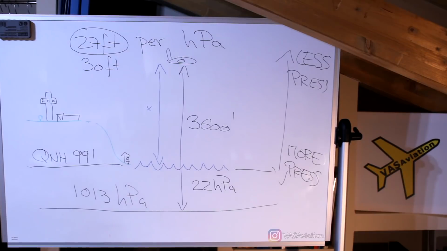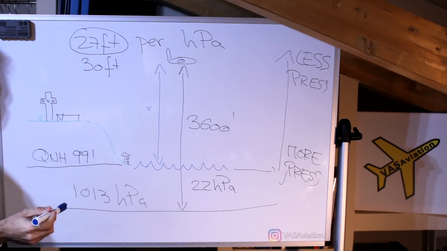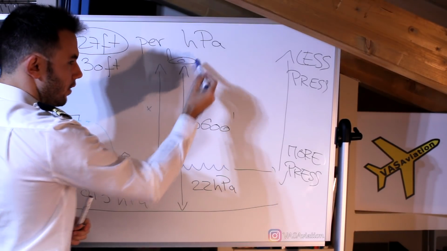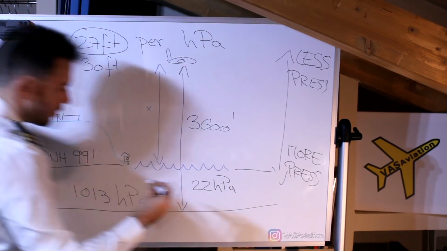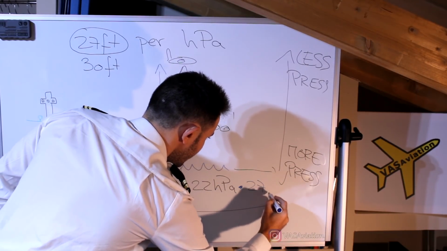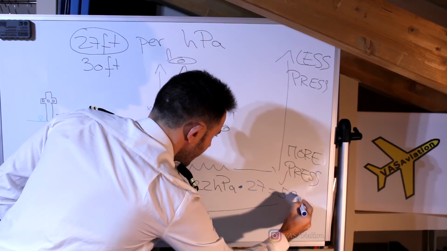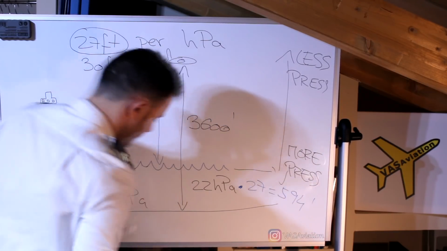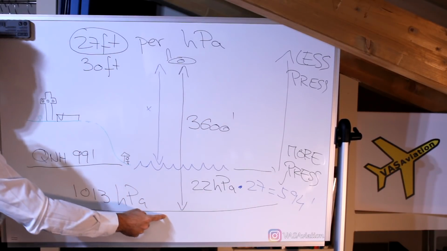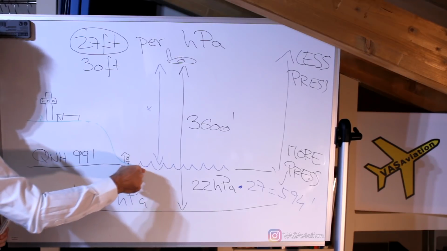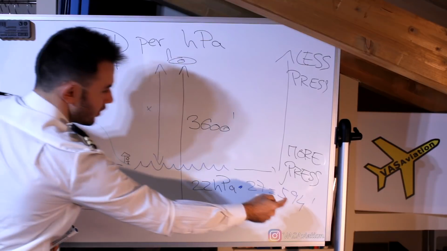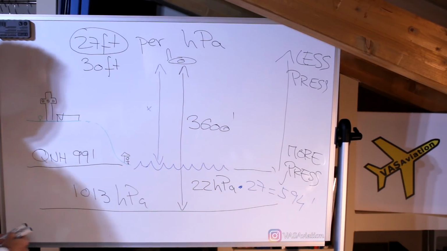And we have already said that pressure changes 27 feet per 1 hectopascal. So we just multiply 22 times 27, and that is 594 feet. So this distance from the 1013 datum to the 991 datum, or isobars if you want to call it that way, is a difference of 594 feet.